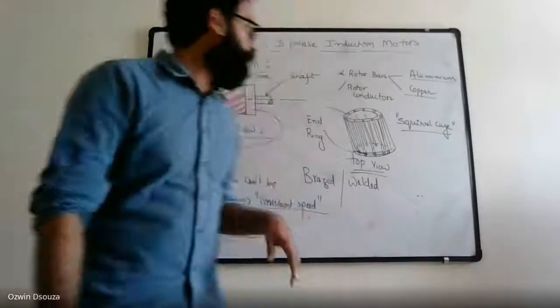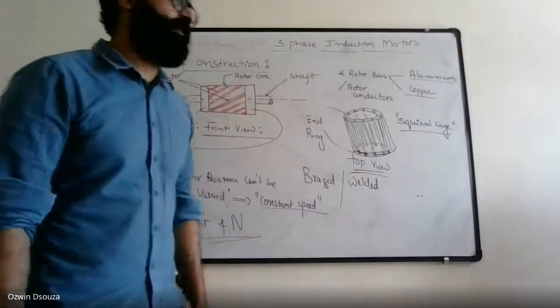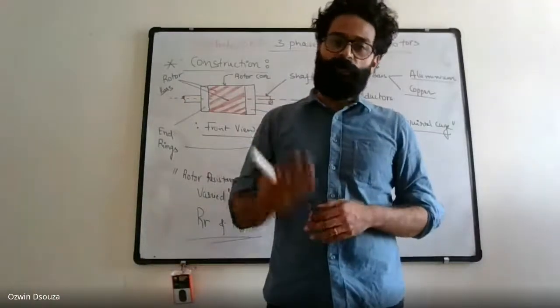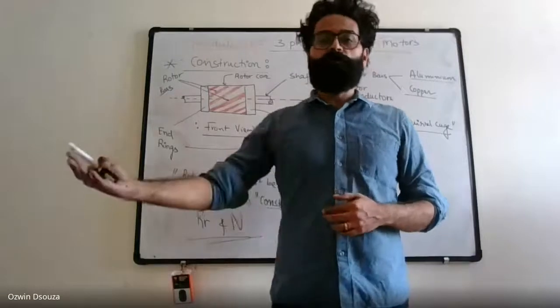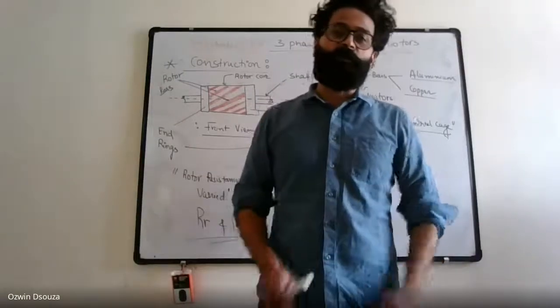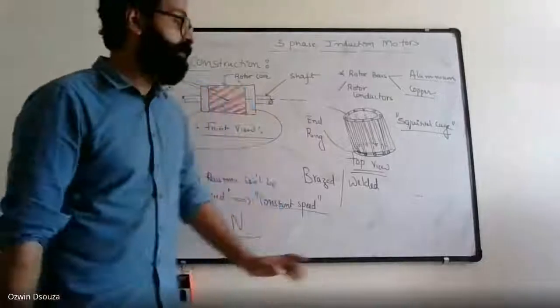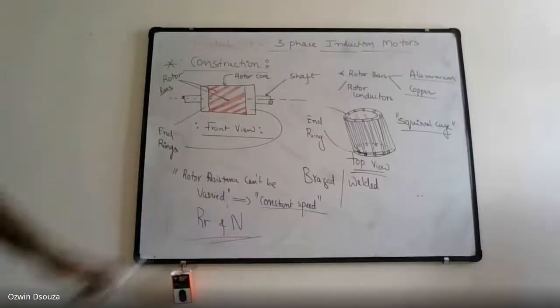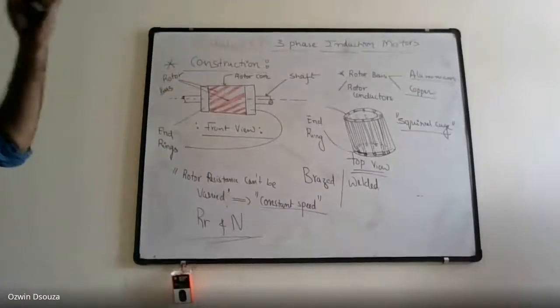So you can go for squirrel cage induction motor, or you can go for slip ring induction motor. Based on the application, it is always on the basis of application. Okay, so that's about the construction of squirrel cage induction motor.